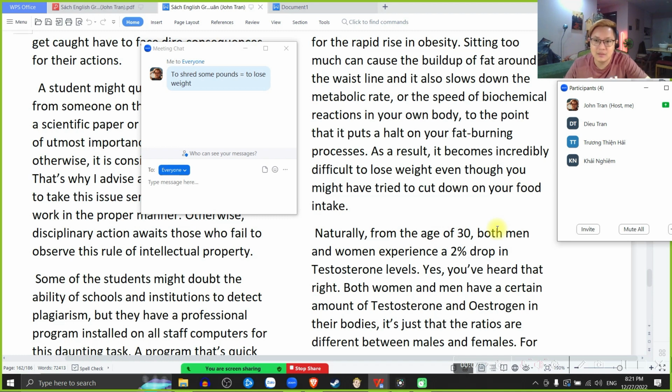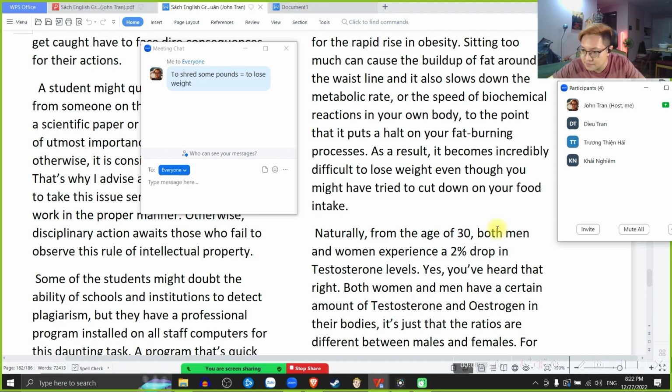Biochemical, the 'ch' at the beginning is pronounced as 'k'. Biochemical reactions in your own body, to the point that it puts a halt, puts a hold on your fat burning processes.